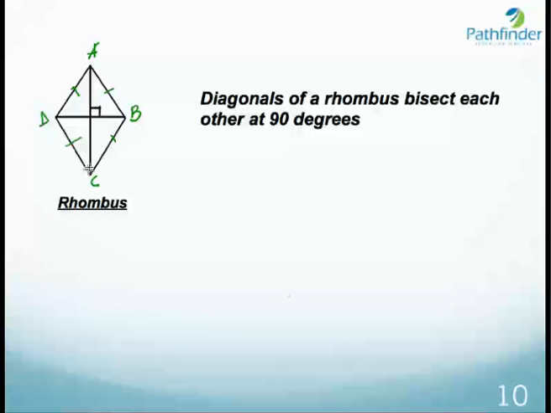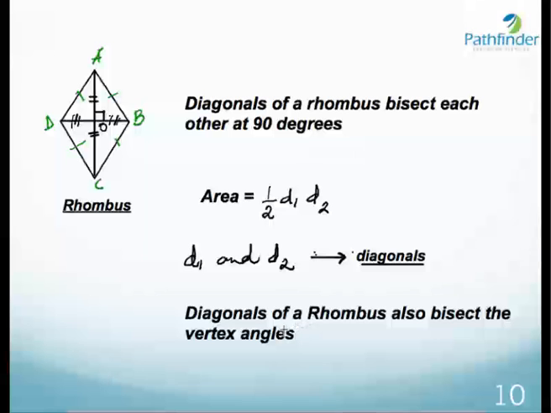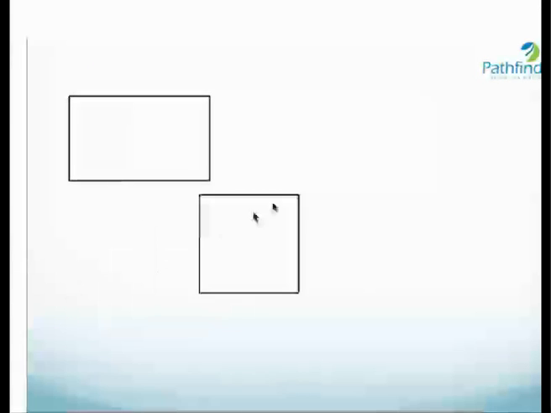In this case, the diagonals AC and BD bisect each other at 90 degrees. So you can see that AO is equal to OC and OD is equal to OB, and the angle made between the two diagonals is 90 degrees. Area of a rhombus is also given by half of D1 D2, where D1 and D2 are diagonals. Another thing that we must know about the diagonals of a rhombus is that they also bisect the vertex angle. Next, we move on to properties of rectangle and properties of square.